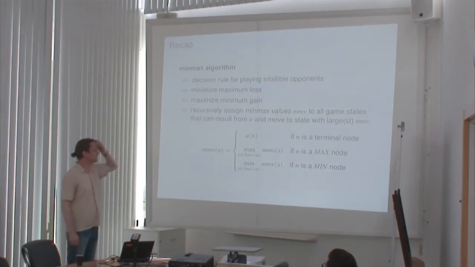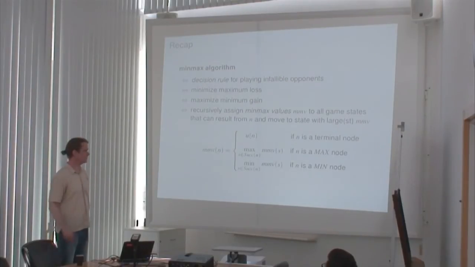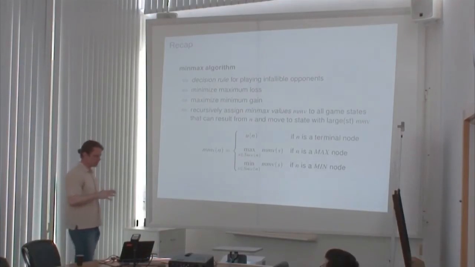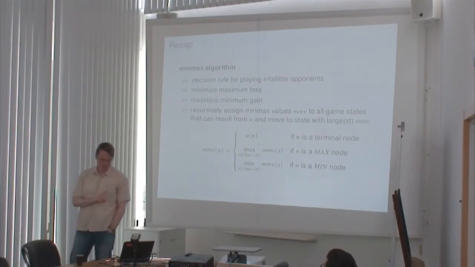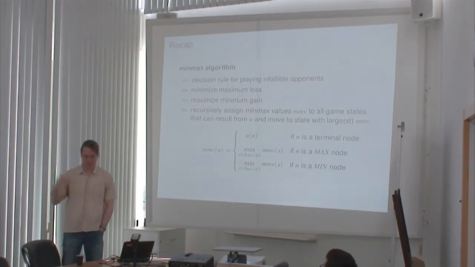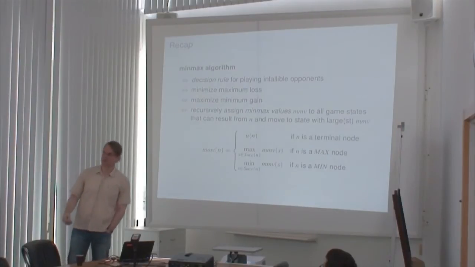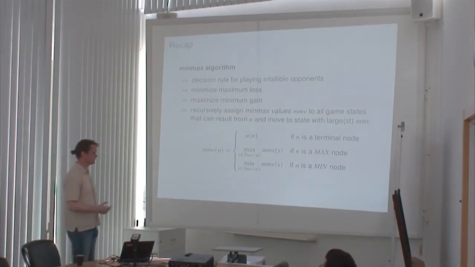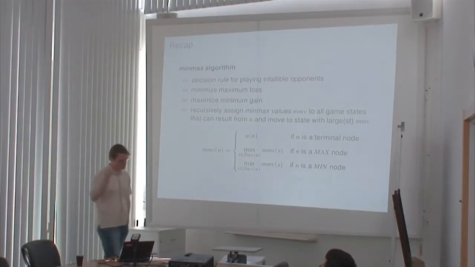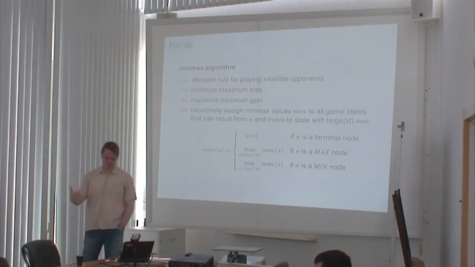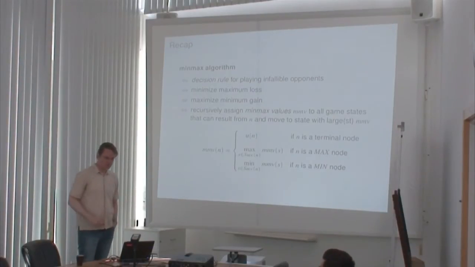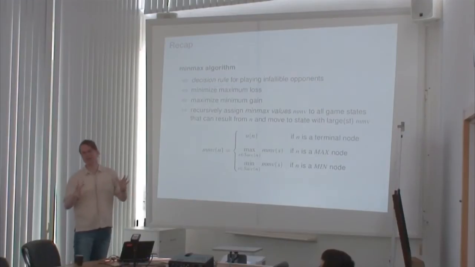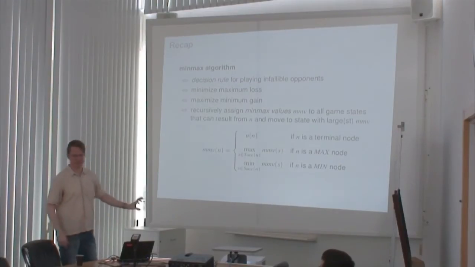And here is the min-max algorithm we thought about last time. Again, remember, coming back to your question, this is a way for deciding moves when playing an infallible opponent. This is a decision rule that would help us, given the current game state, come up with moves, actions, that would take us to subsequent game states, from which it is rather likely that we may end up in a terminal state of high payoff.